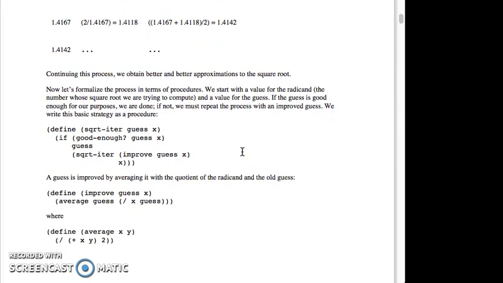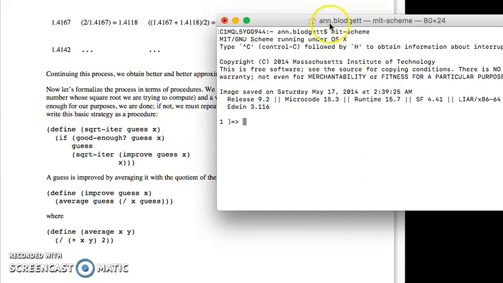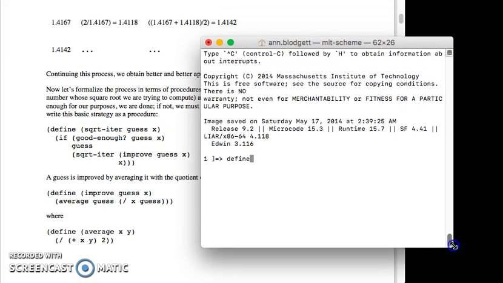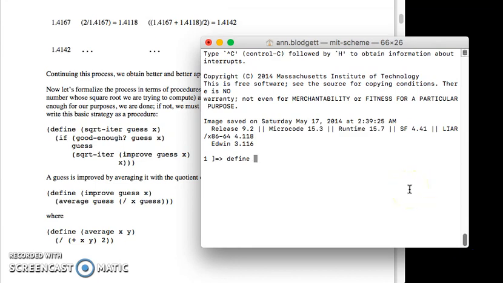Now let's formalize the process in terms of procedures. We start with the value for the radicand, the number whose square root we are trying to compute, and the value for the guess. If the guess is good enough for our purposes, we are done. If not, we must repeat the process with an improved guess. We write this basic strategy as a procedure. I'd better put the parentheses.